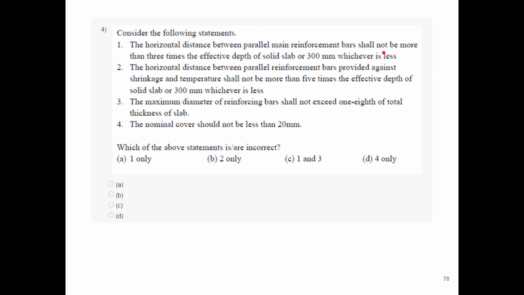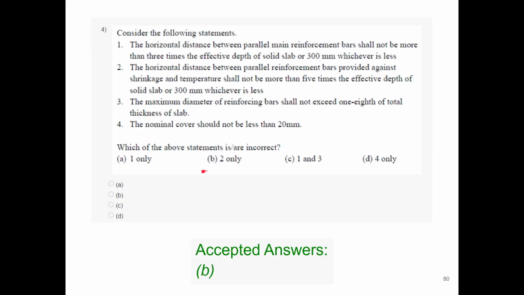Shall not be more than 3 times the effective depth or 300, this is also correct. Only this one is wrong, because against shrinkage and temperature it should not be more than 5 times the effective depth of slab or 450, not 300. 300 is for the normal case, the main bars. It should be not more than 450. So the second option is wrong. So B will be the correct option.